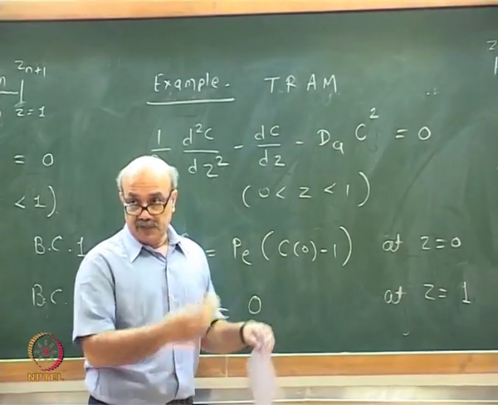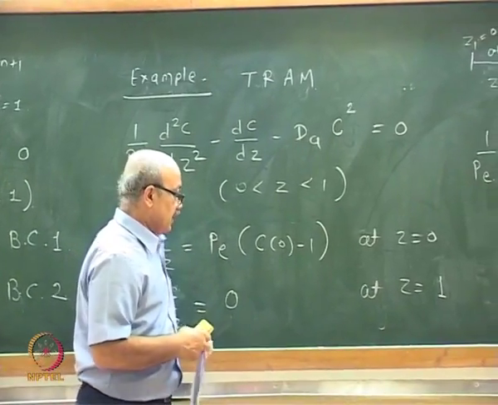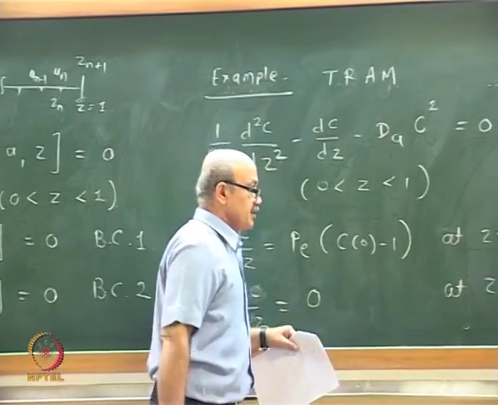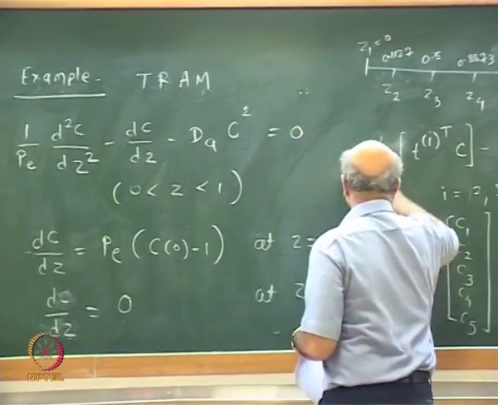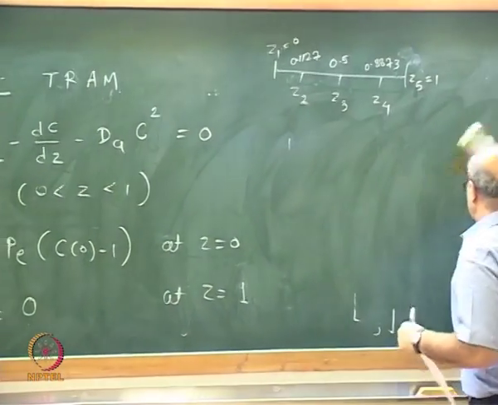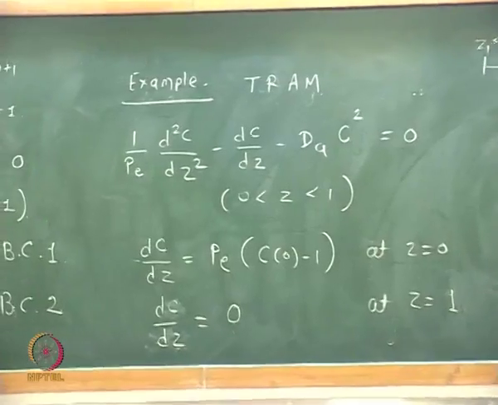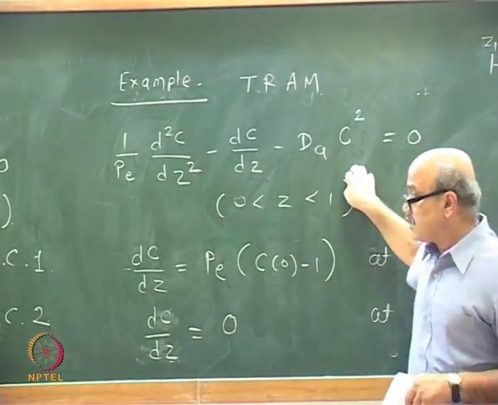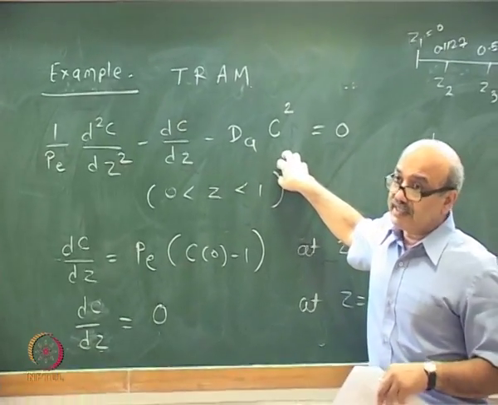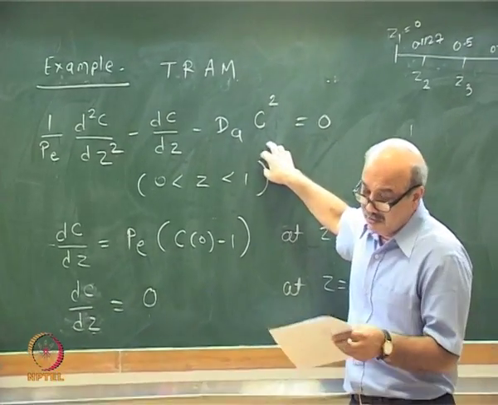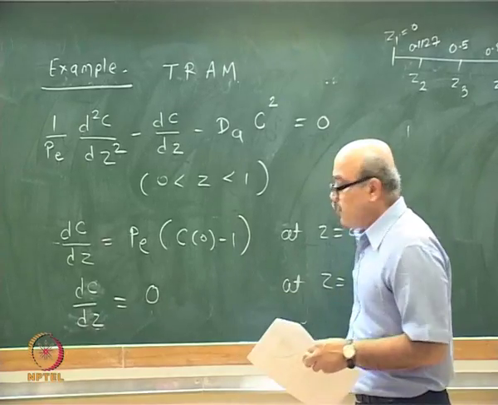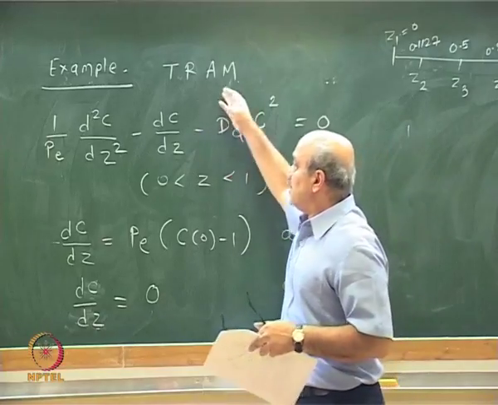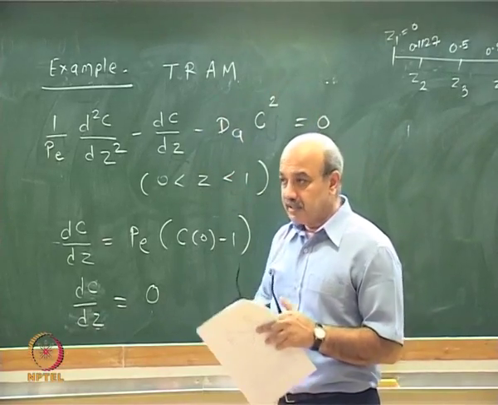Before we close the lecture, let's look at the partial differential equation and see what happens. I'm going to keep the same problem. I'm not going to change the problem, except that in this case I looked at the steady state solution. I did not consider time. But suppose you were to consider the transient response of the tubular reactor with axial mixing. Let's keep the same problem.